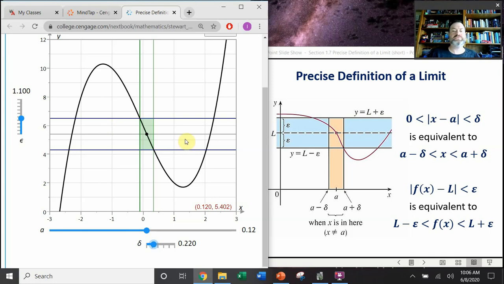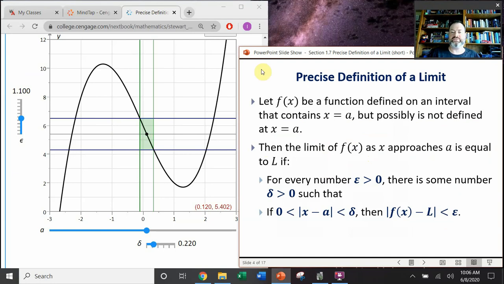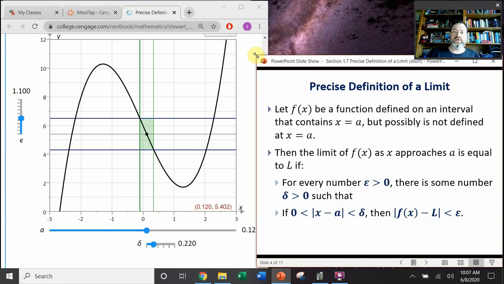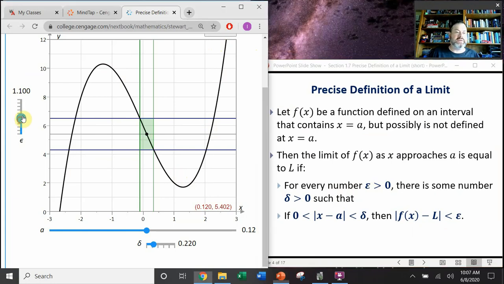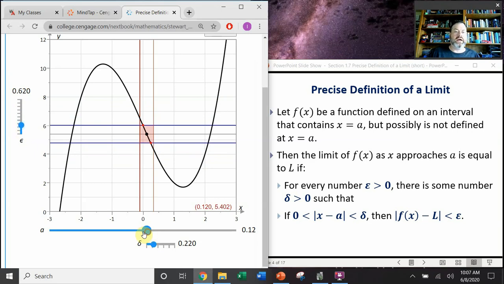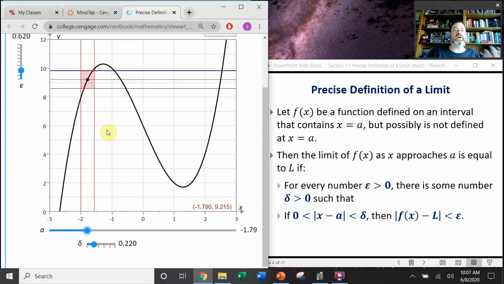Okay, so what can we do with this? Well, let's go back and look at this precise definition. And let's see what does it look like? Does the limit exist at every point on this graph? We don't know. So the idea is it says for every number epsilon. That means I should be able to move this thing around. I'm just going to pick any number. Let's pick a really small number. Now let's move it around somewhere. Let's move it right here.